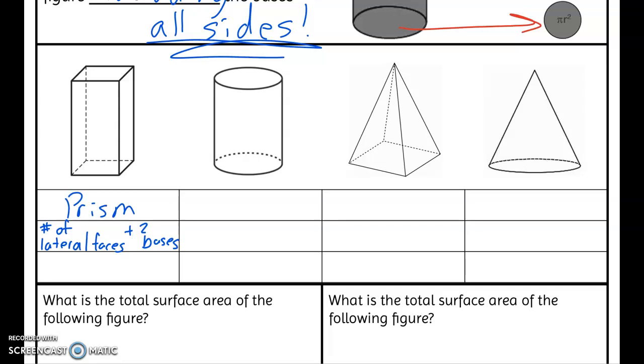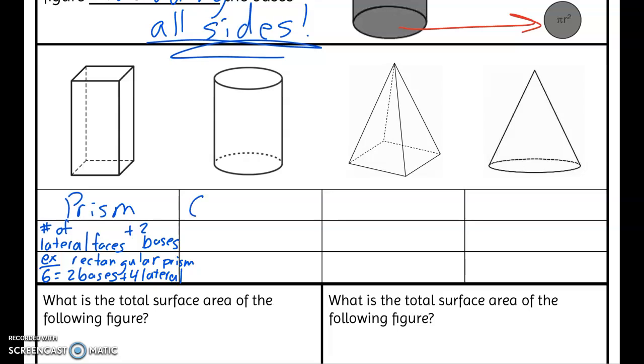Now, an example of this is what we have up at the top. We have a rectangular prism, and it has 6 total faces because it has the 2 bases and the 4 lateral faces. Okay, so now we're going to go on to the next one.